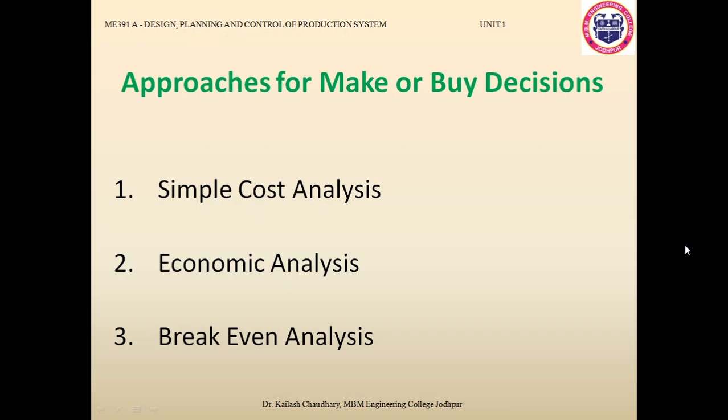These are the three approaches, or methods, which help you in deciding whether to make or buy a product: simple cost analysis, economic analysis, and break-even analysis. Simple cost analysis is very simple in the sense that it normally compares the cost and the benefits we get from a particular product. If we go for a particular product and produce it year-long, then you simply check the cost and the benefits we are getting in terms of profit.